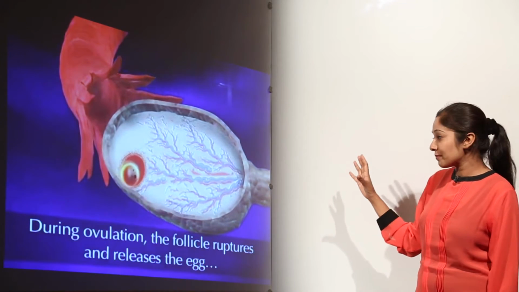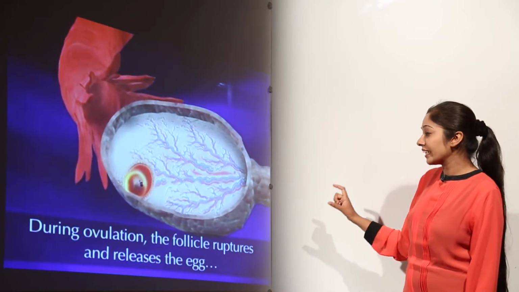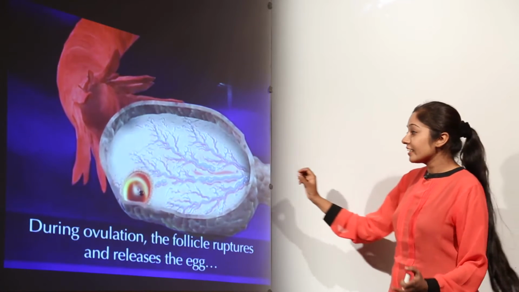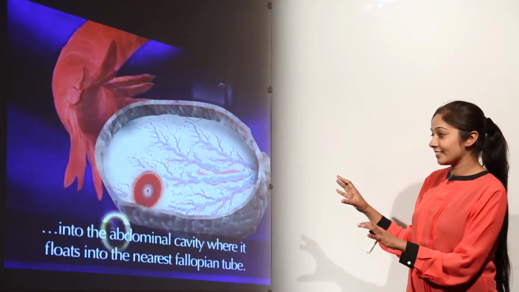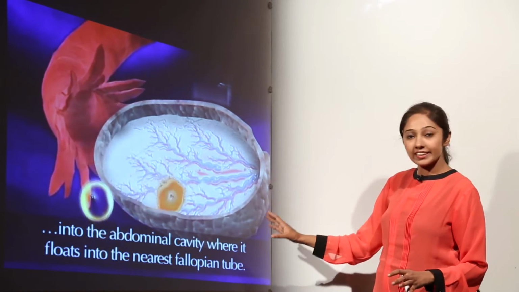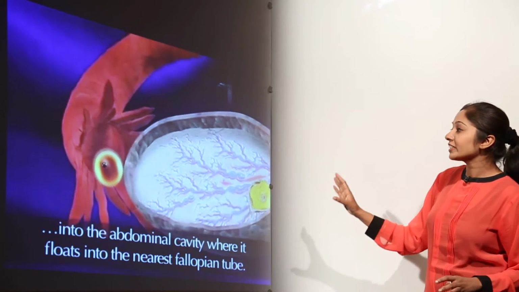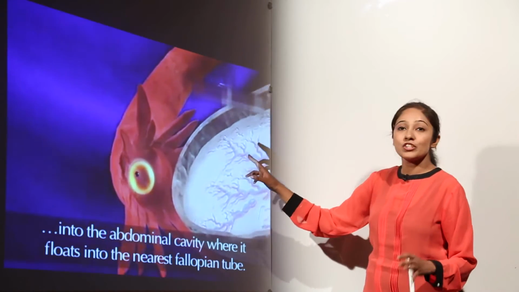And what is going to happen next? During ovulation, the follicle ruptures and releases the egg. See how the egg is now being released into the abdominal cavity, where it floats into the nearest fallopian tube.